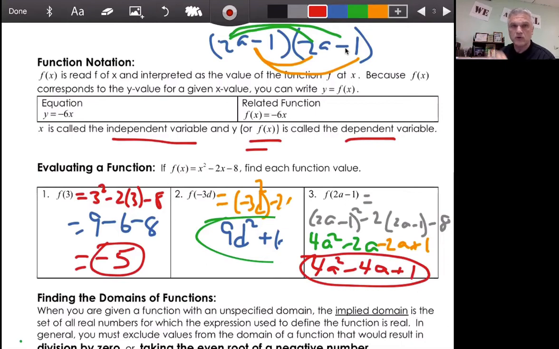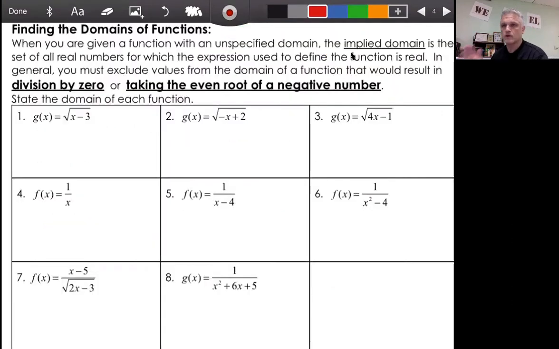Let's go down to finding domains and see how we do with this topic. All right, now this particular part of day one is the part that people get confused with every year. You're going to benefit by having the video so that you can rewind and fast forward and whatnot. So really take your time on this. Make sure that you understand it and ask questions if you don't.